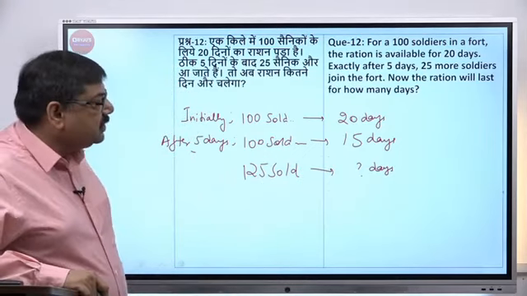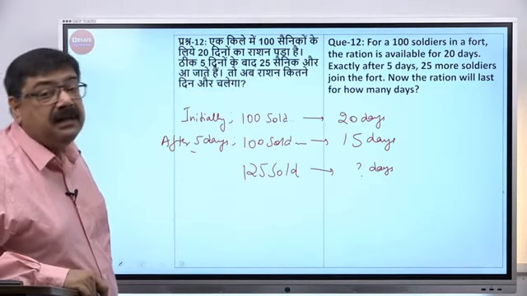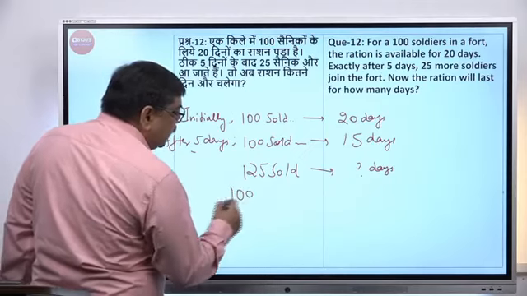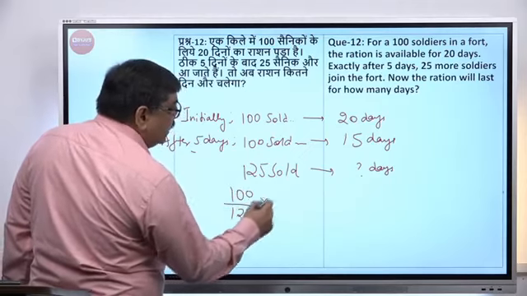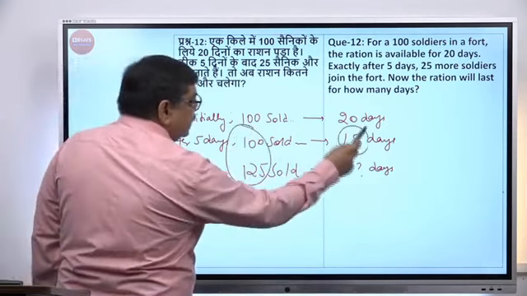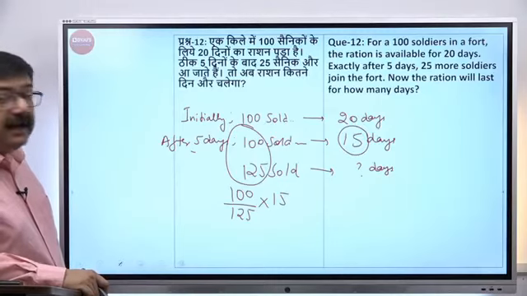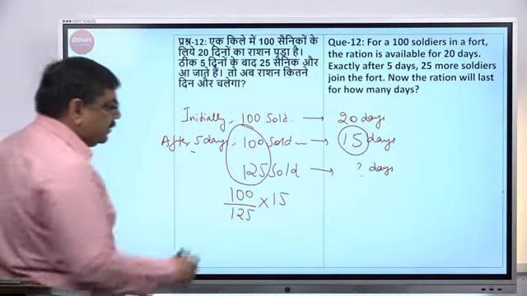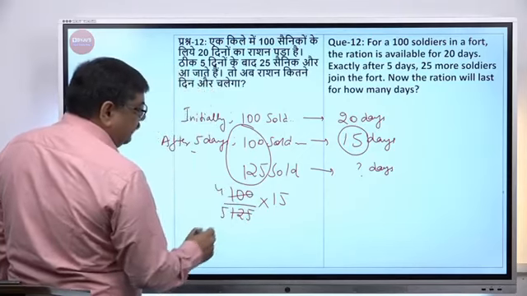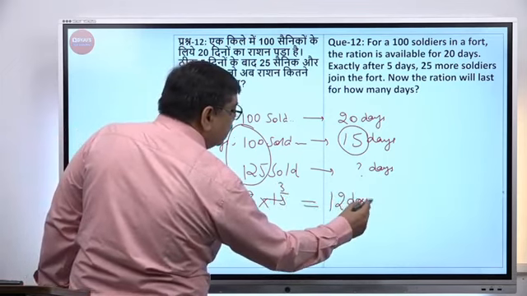For 125 soldiers the ration will last for a lesser number of days as compared to 15 days, obviously lesser than 15 days. So lesser quantity by more quantity into RHS. This is RHS. Yes. Okay, so it will last for lesser. So this is something which goes by 25, isn't it? So 4 by 5, 3. So it will last for only 12 days.